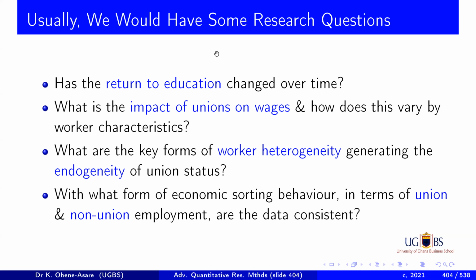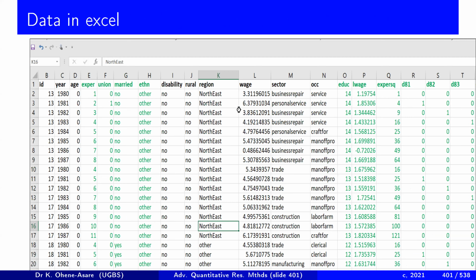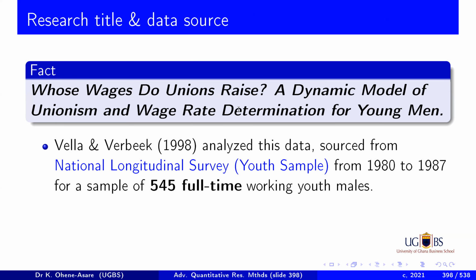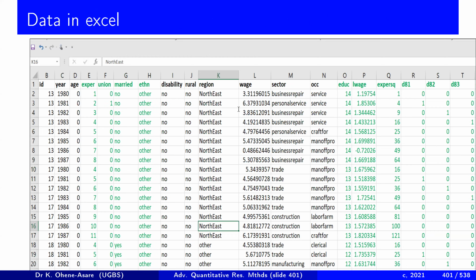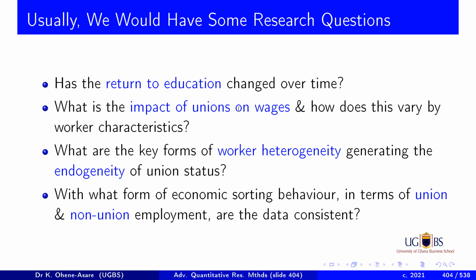Next question: what is the impact of unions on wages? You remember the whole topic was about the impact of unionism. Whose wages do unions raise? A dynamic model of unionism and wage determination for young people. So the research question: what is the effect of unions? Is belonging to unions powerful in increasing your wage? How does this vary by worker characteristics? Those are some of the questions. We won't answer that last one: what are the key forms of worker heterogeneity generating the endogeneity of union status?